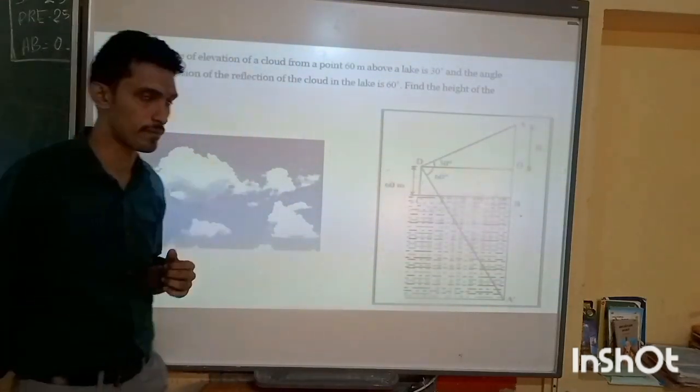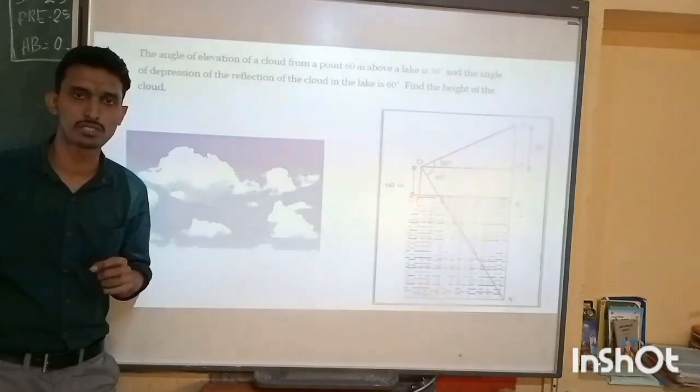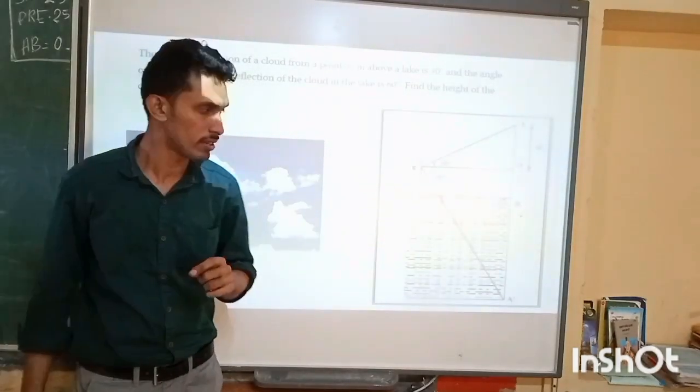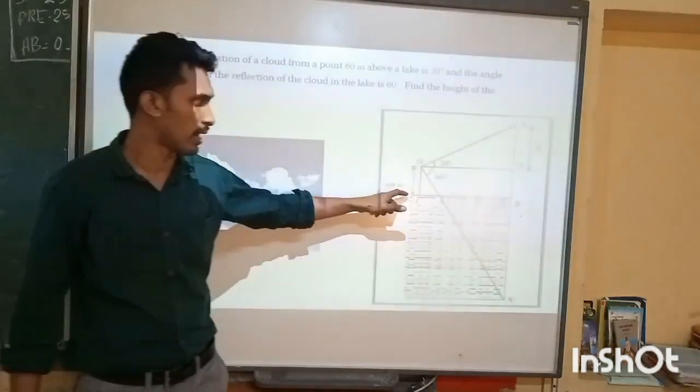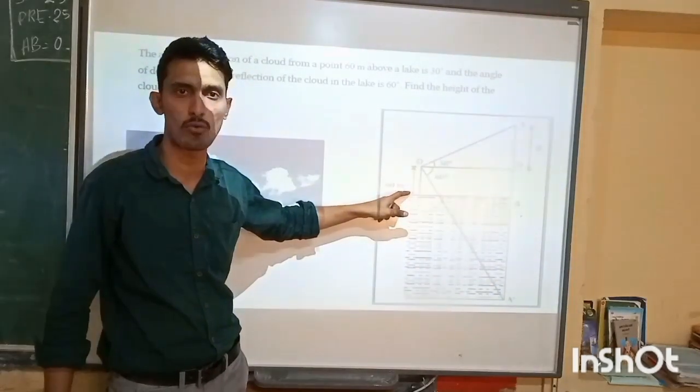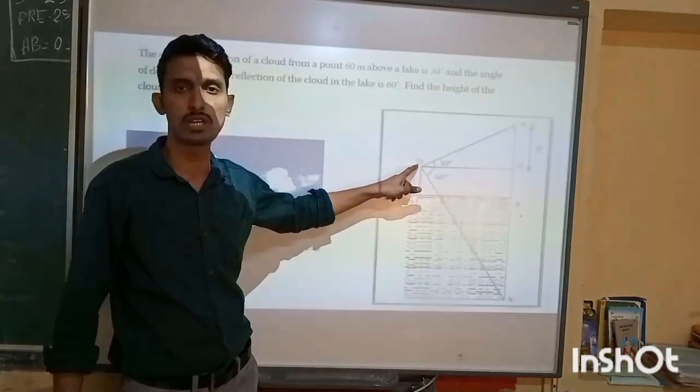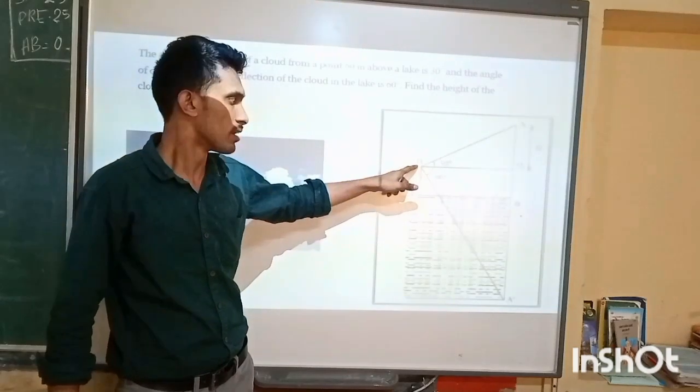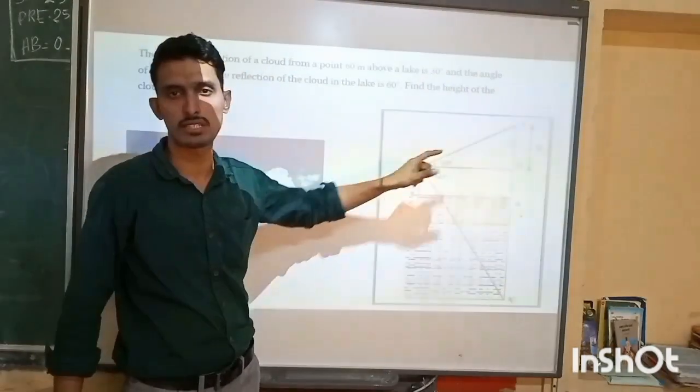Find the height of the cloud. One of the important questions in the concept of application of trigonometry. So in this question, a man who is standing 60 meters above the ground level is observing a cloud at an angle of elevation of 30 degrees.